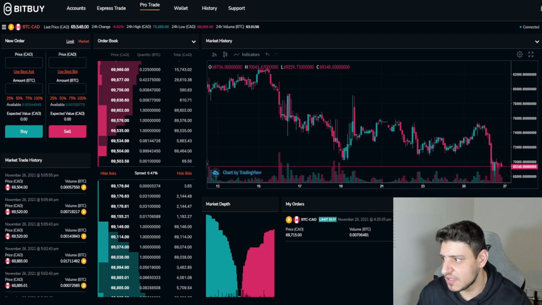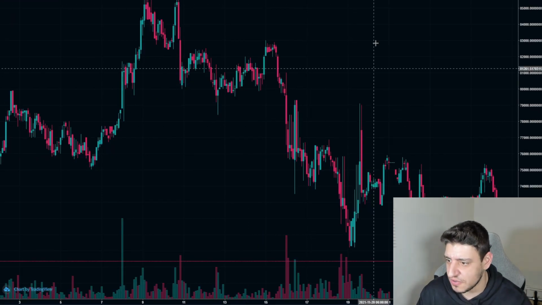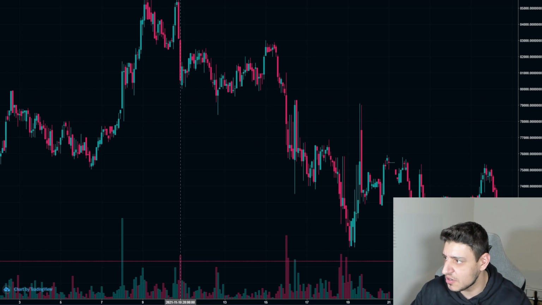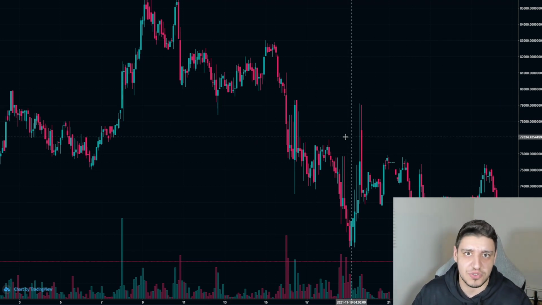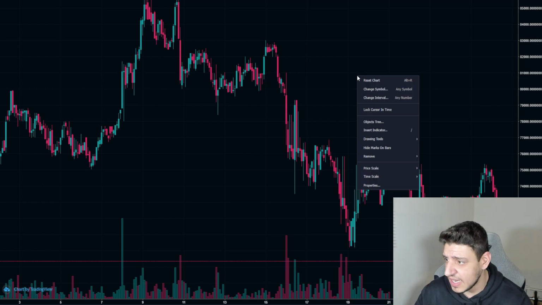The other benefit to having a Bitbuy is actually the TradingView integrated chart that we have here. So obviously you can do things like maximize, minimize the chart. So if you want to use this on multiple different monitors, have the chart maximized and do your trades on another monitor. You can also include any indicators that we've talked about.